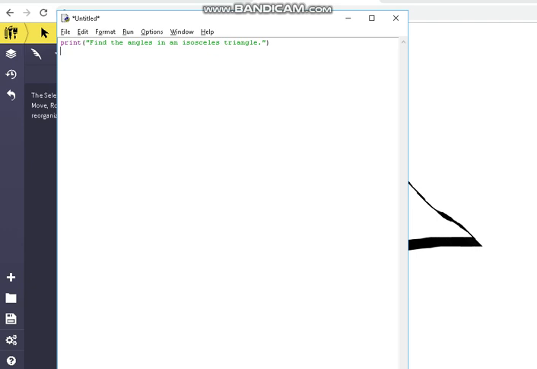Oh, not isosceles, my bad. I should have said right angle triangle, so I'll just put it like that. So we're going to be finding the angles in a right angle triangle, or any specific angle at least.